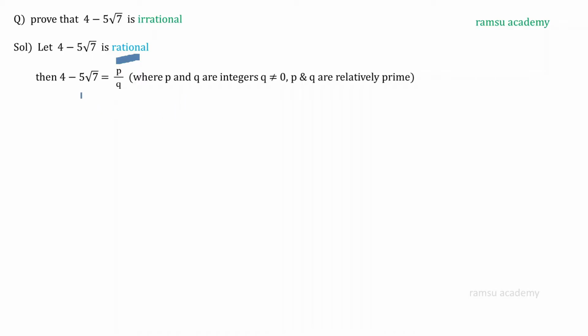Now let us transpose 5 root 7 from LHS to RHS. The sign before 5 root 7 is minus, so it is a negative value. When transposed, it becomes a positive value. So 4 is equal to p by q plus 5 root 7. We can write this as p by q plus 5 root 7 is equal to 4.